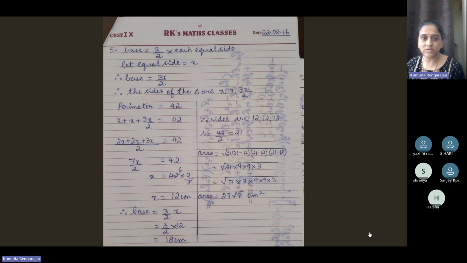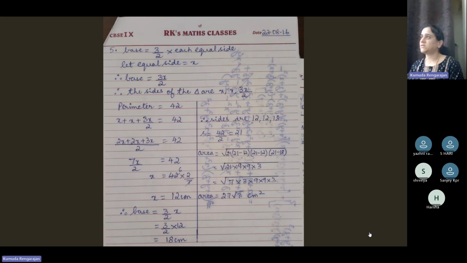Let the equal side be x. So the base will be, it's given very clearly, base is 3 by 2 times each of the equal sides. So base is equal to 3 by 2 into x, 3 by 2x or 3x by 2.